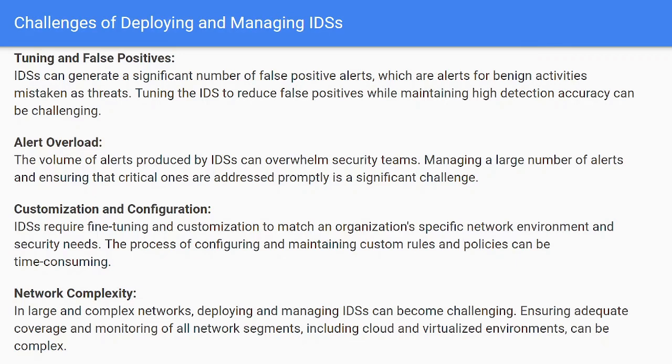Then the next one is alert overload. The volume of alerts produced by IDS can be overwhelming to the security team. Managing a large number of alerts and ensuring that the critical ones are addressed promptly is a significant challenge. Sometimes in a network you can have different alerts coming in, and it can be very overwhelming for the security team. They need to ensure that high priority alerts are handled very quickly, medium priority are investigated, and low priority are monitored. You understand? And this can be very overwhelming, especially if the team does not have a lot of hands.